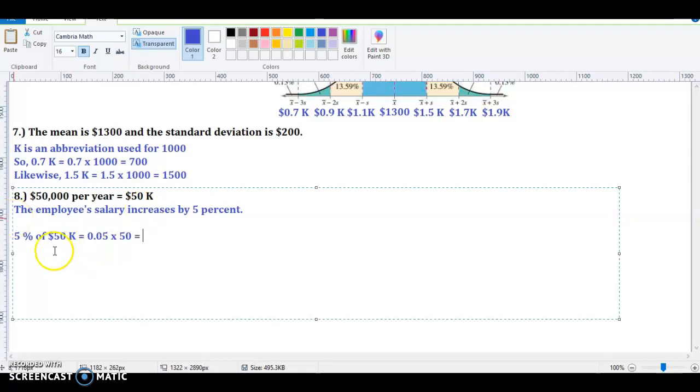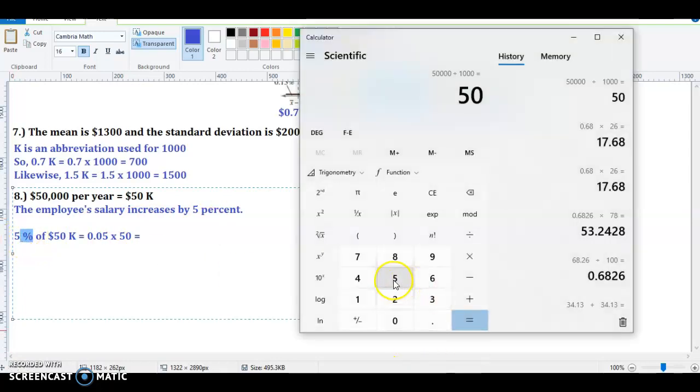When you find a percent of a number, you convert the percentage into a decimal. So 5% converted into a decimal is 0.05. To convert a percent to a decimal, you divide it by 100. So you get 0.05. Then you take that decimal and multiply by the number that you're finding the percentage of. So 0.05 multiplied by 50.